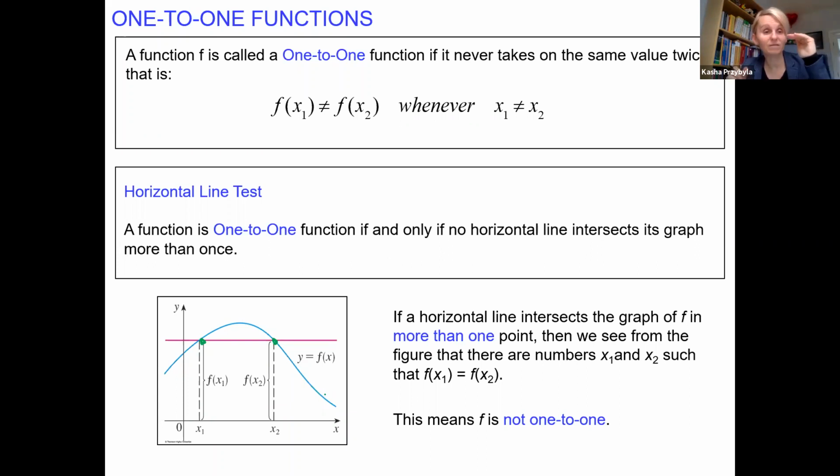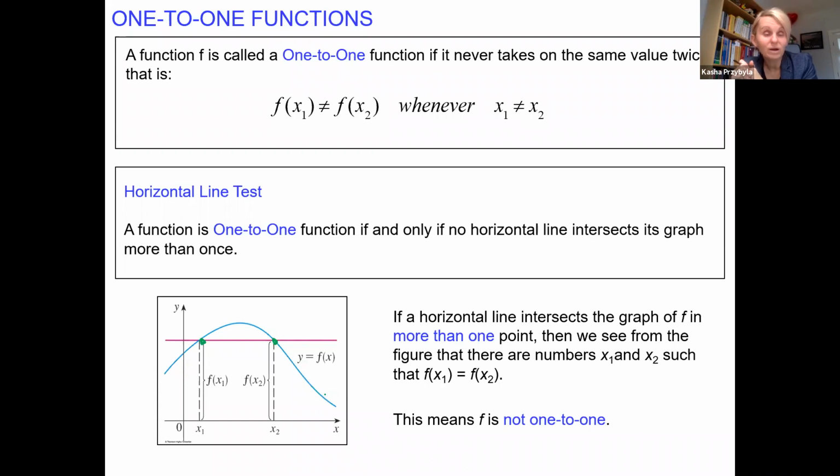That means at some point I will reach a certain height, but then coming back from that hill, I will also reach the same height. That means I use the same height twice. So this behavior, this curve, will never be one-to-one.